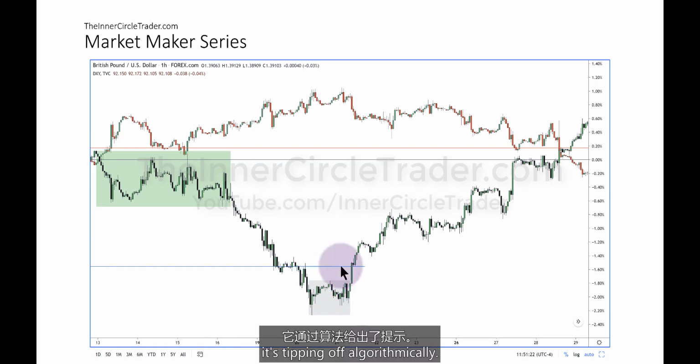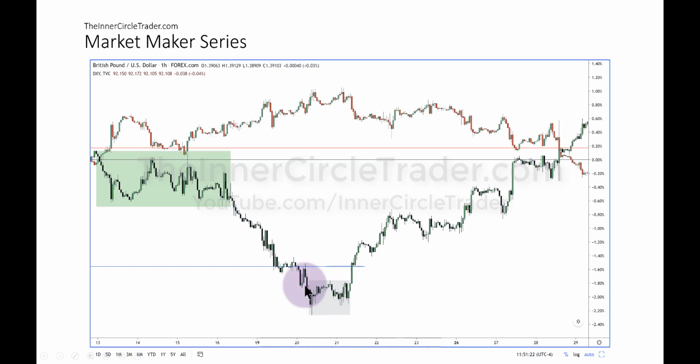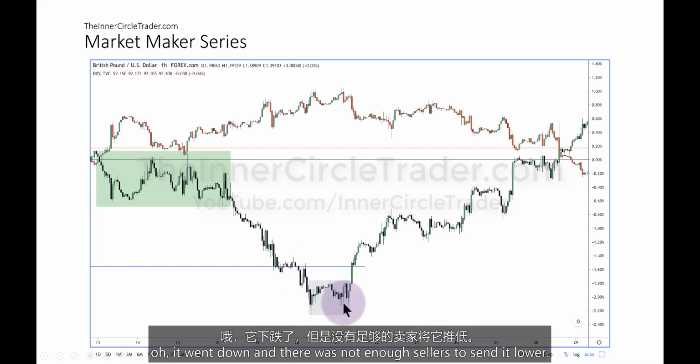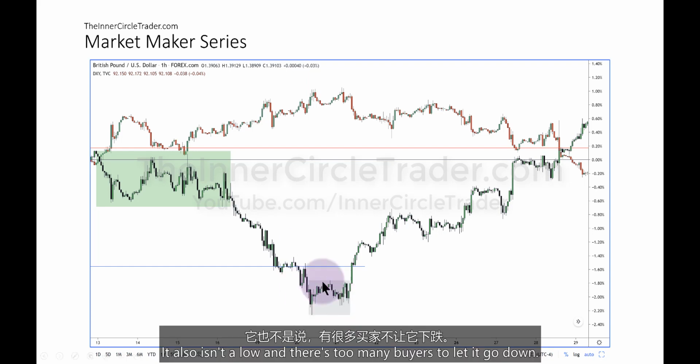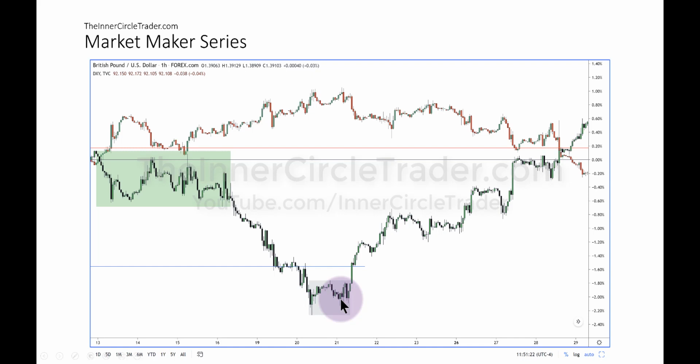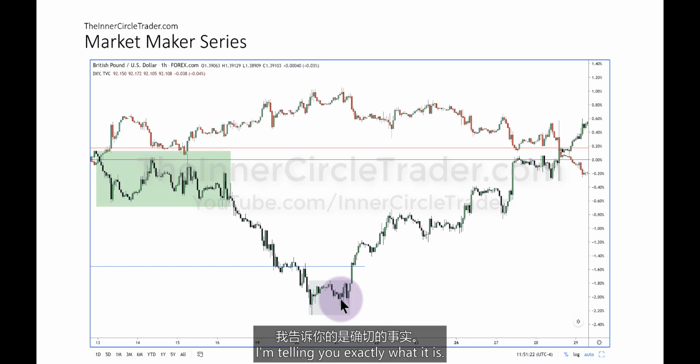Therefore, it's tipping off algorithmically. This is the signal that it sends. It's not, oh, it went down and there was not enough sellers to send it lower. That's not what that is. It also isn't a low and there's too many buyers to let it go down. It's not that either. I'm telling you what it is. I'm telling you exactly what it is.